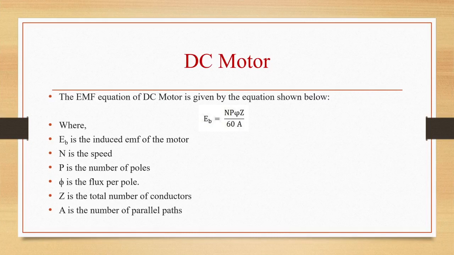Then we have seen EMF equation of a DC motor. It is given as PφZN by 60A. EB is the back EMF or the EMF induced in the motor. EB is also called counter EMF. Its magnitude is same as the EMF generated in a generator, that is PφZN by 60A. EB is the back EMF, N is the speed in RPM, revolutions per minute. P is the number of poles, phi is the flux per pole, Z is the total number of conductors, A is the parallel paths.